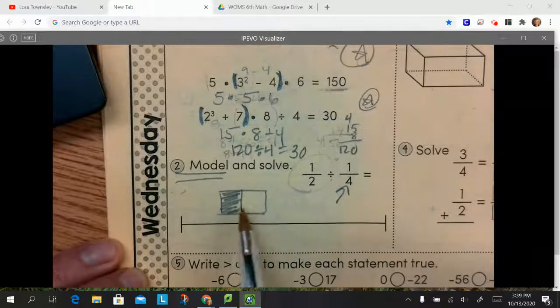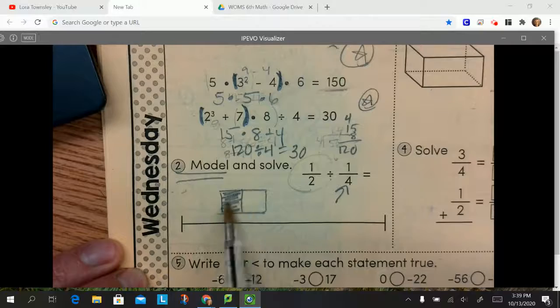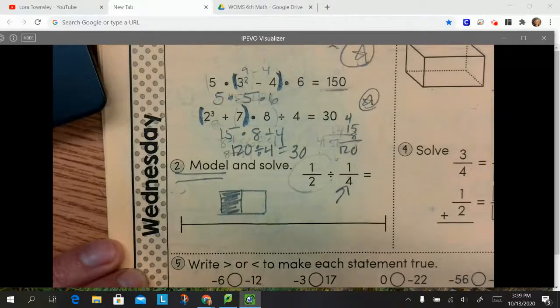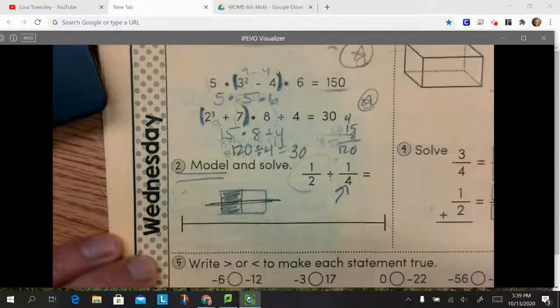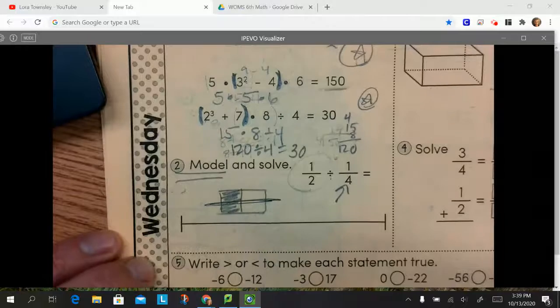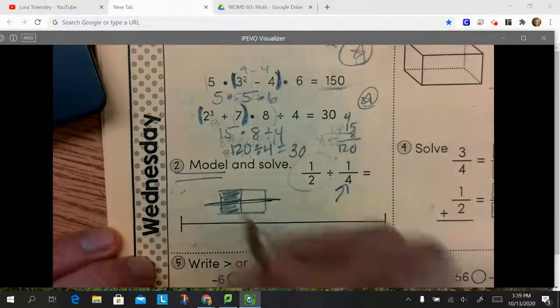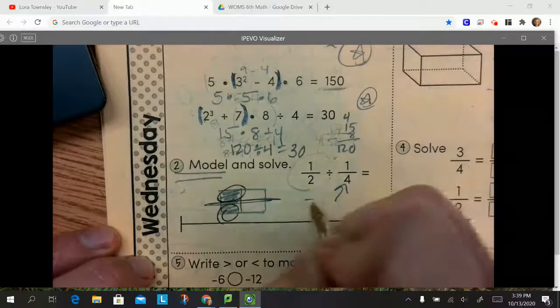You need to, first of all, have fourths, all right? This is not showing you fourths, okay? You need to make it into fourths. You need to have 1, 2, 3, 4 pieces, all right? Now circle as many fourths as you can. 1, 2, and your answer is 2.